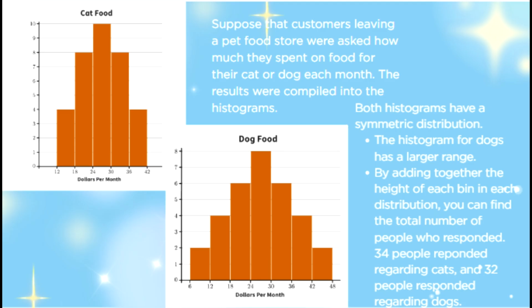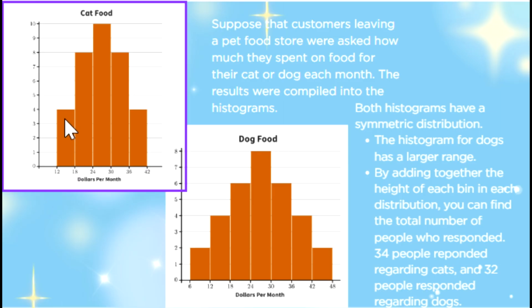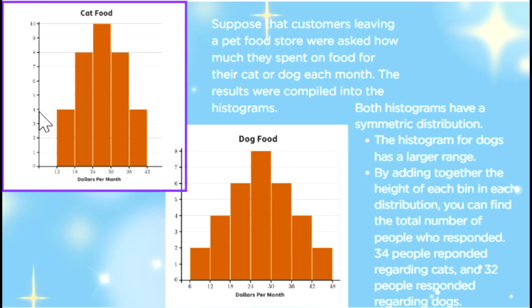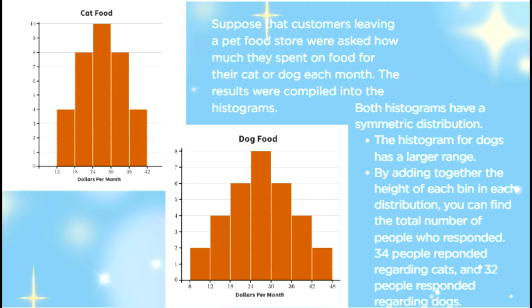By adding together the height of each bin in each distribution, you can find the total number of people who responded. Here in this bin, there were 4 responses. In this one, there were 8. So you would add 4 and 8 together to get 12. Then you would add the next, maybe 11, and so on all the way through to get your total number. So 34 people responded regarding cats and 32 people responded regarding dogs. You get those by coming over to the y-axis, figuring out how many are in each bin, and then adding it all together.